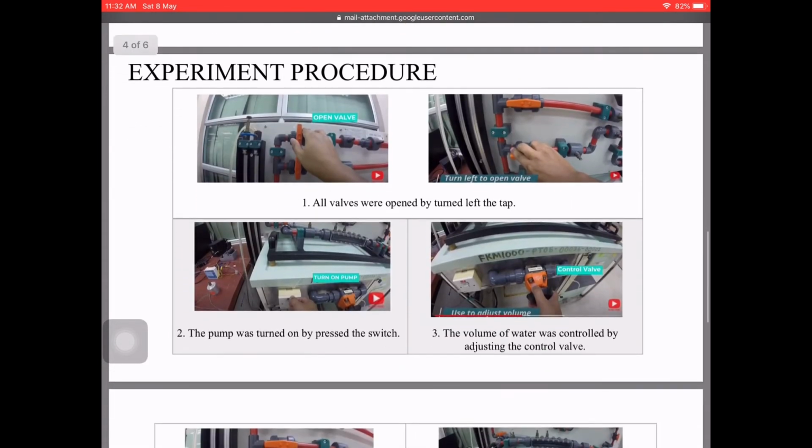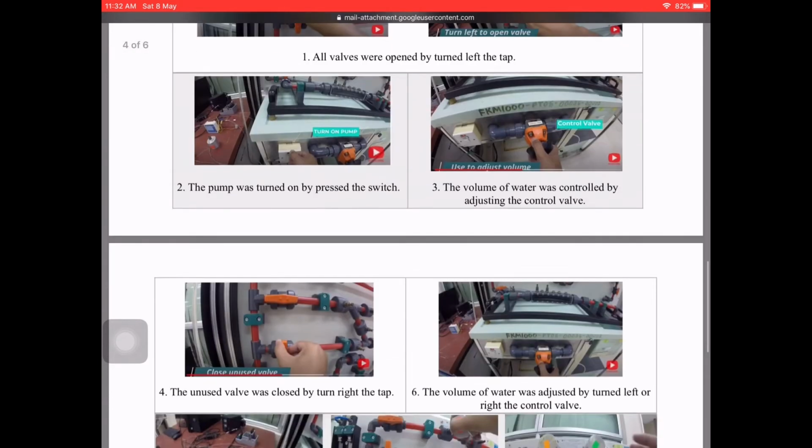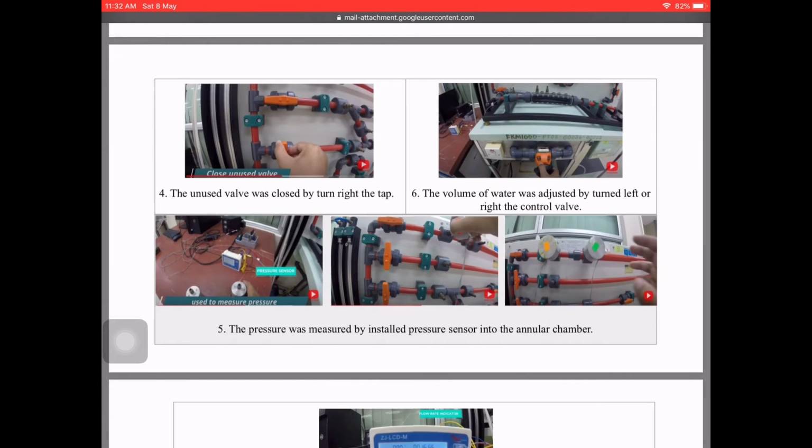So this is the experiment procedure. First of all, you need to open all the valves by turning the tap left. Second, the pump is turned on by pressing the switch. Number 3, the volume of water is controlled by adjusting the control valve. So we need to know the flow of the water, and then control it by adjusting the control valve. Number 4, the unused valves you must close by turning the tap right.